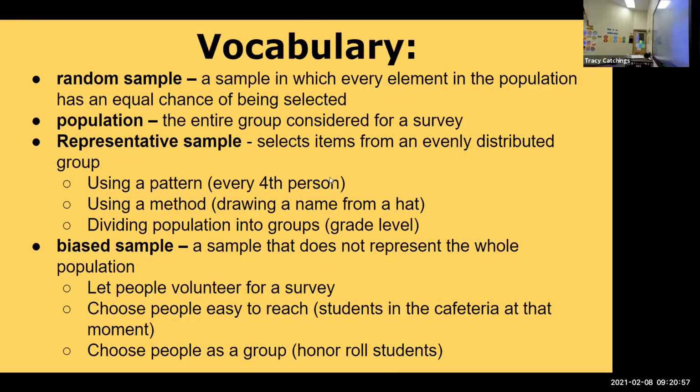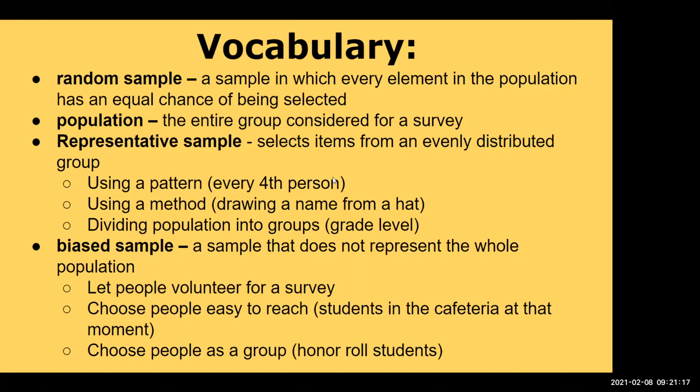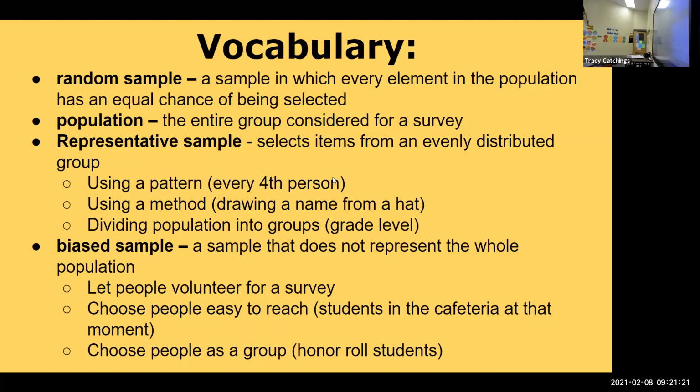Good job. Last year in 6th grade, you might have had some questions where you had to decide whether it was a good question to get data from everybody or just some people. So we're talking about a random sample. It has to give everyone a fair chance of being selected. All right, what's the population? The entire group considered for a survey. Population is the entire group that goes for that survey.